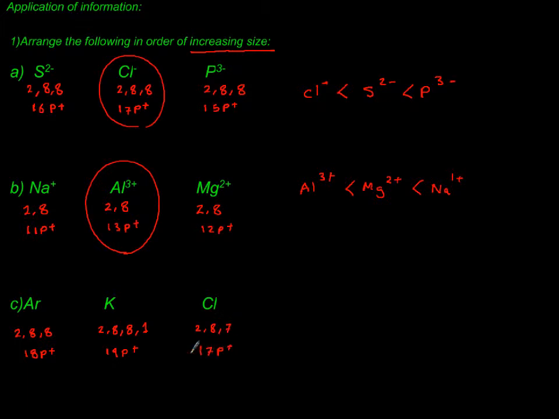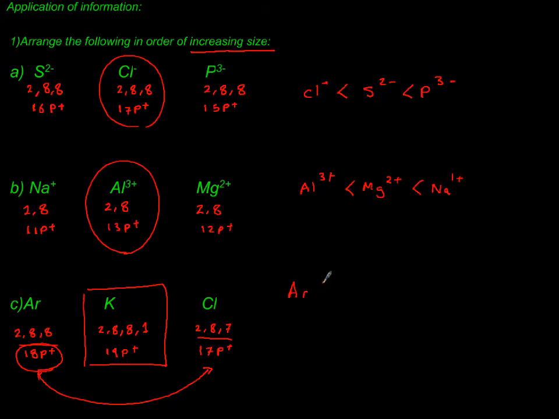Now this time I cannot look at the number of protons and make a judgment because they have different shells. First things first, the largest of all is potassium because it simply has 4 shells. Next I'm going to compare argon to chlorine, and I'm going to say argon is the smallest because they have 3 shells of electrons each, but argon has 18 protons. So this is the smallest of all. Therefore, argon is smaller than chlorine, and the largest of all is potassium.